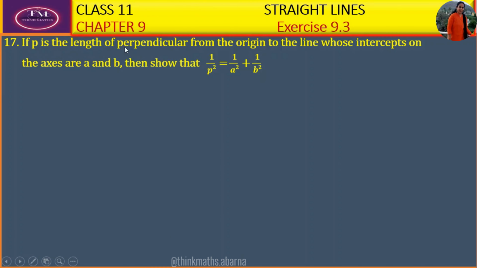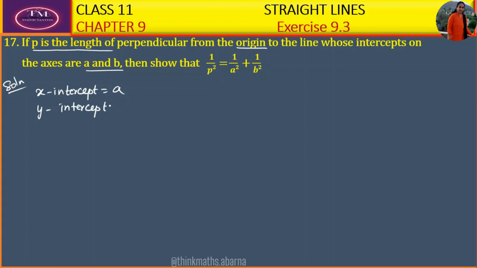If p is the length of the perpendicular from the origin to the line whose intercepts on the axes are a and b, then show that 1 by p square equals 1 by a square plus 1 by b square. Here, p is the length of the perpendicular from the origin to the line whose intercepts are a and b. So this is of the intercept form. What are the data given? They give x intercept is a and y intercept is b.